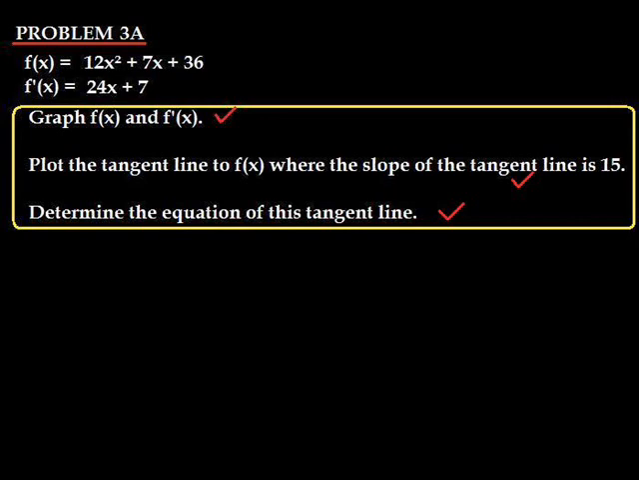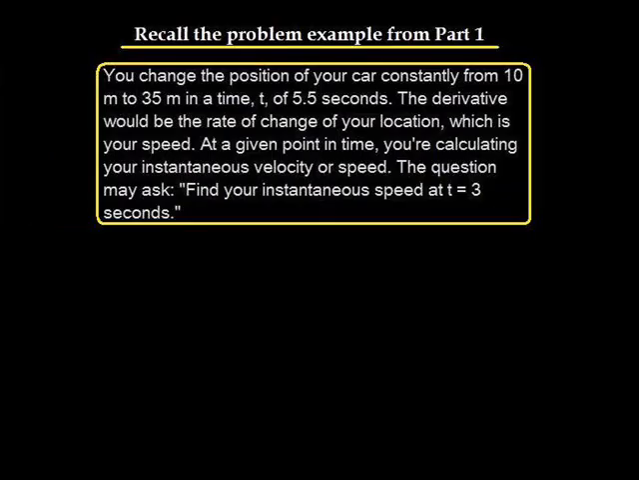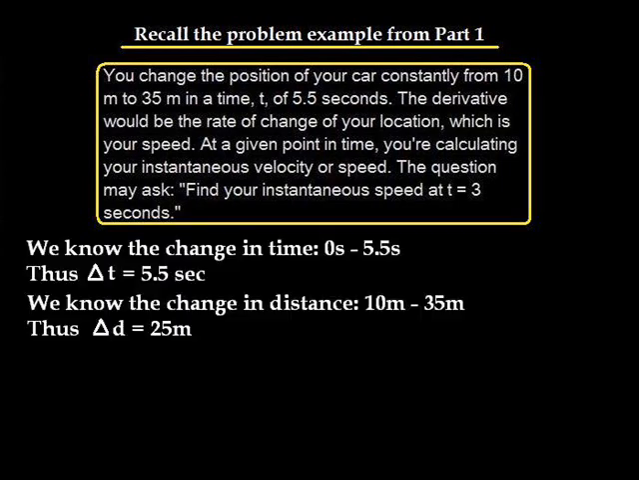Let's go on ahead and complete the example problem that I mentioned at the end of the third video. This problem stated, you change the position of your car constantly from 10 meters to 35 meters in 5.5 seconds. The derivative would be the rate of change of your location, which is your speed. At a given point in time, you're calculating your instantaneous velocity or speed. The question may ask, find your instantaneous speed at t equals 3 seconds. So we're going to see what happens if we try that.